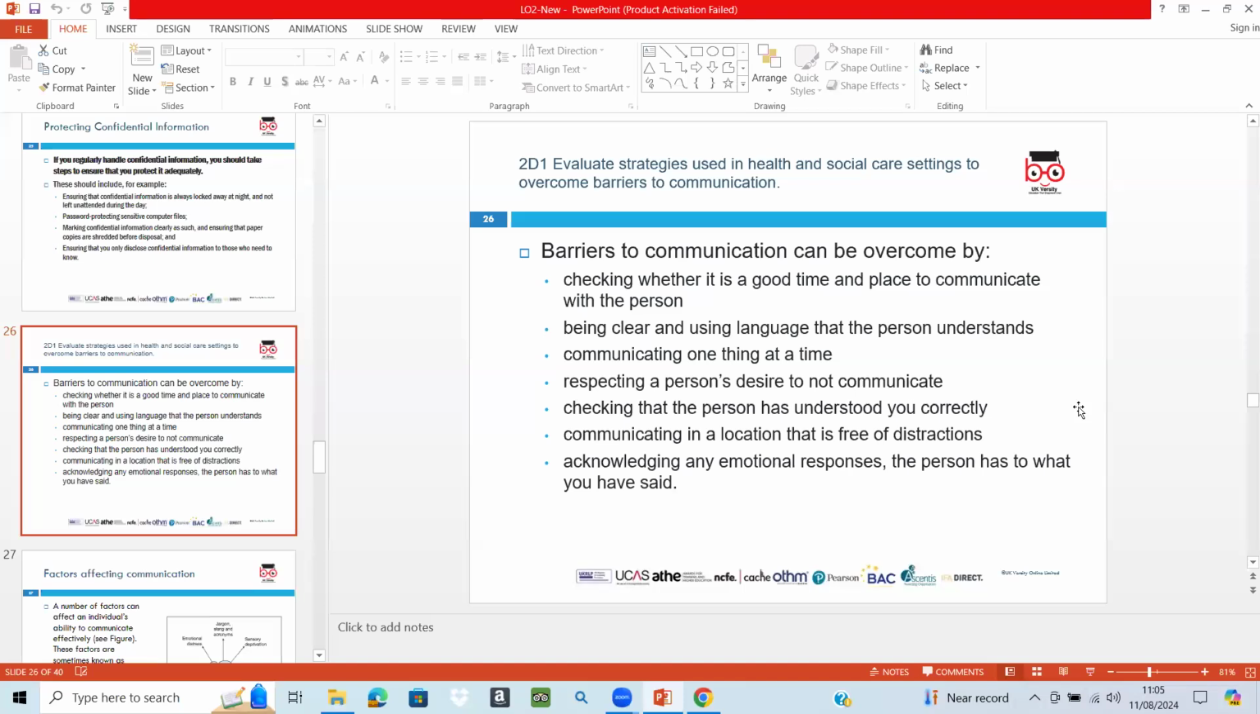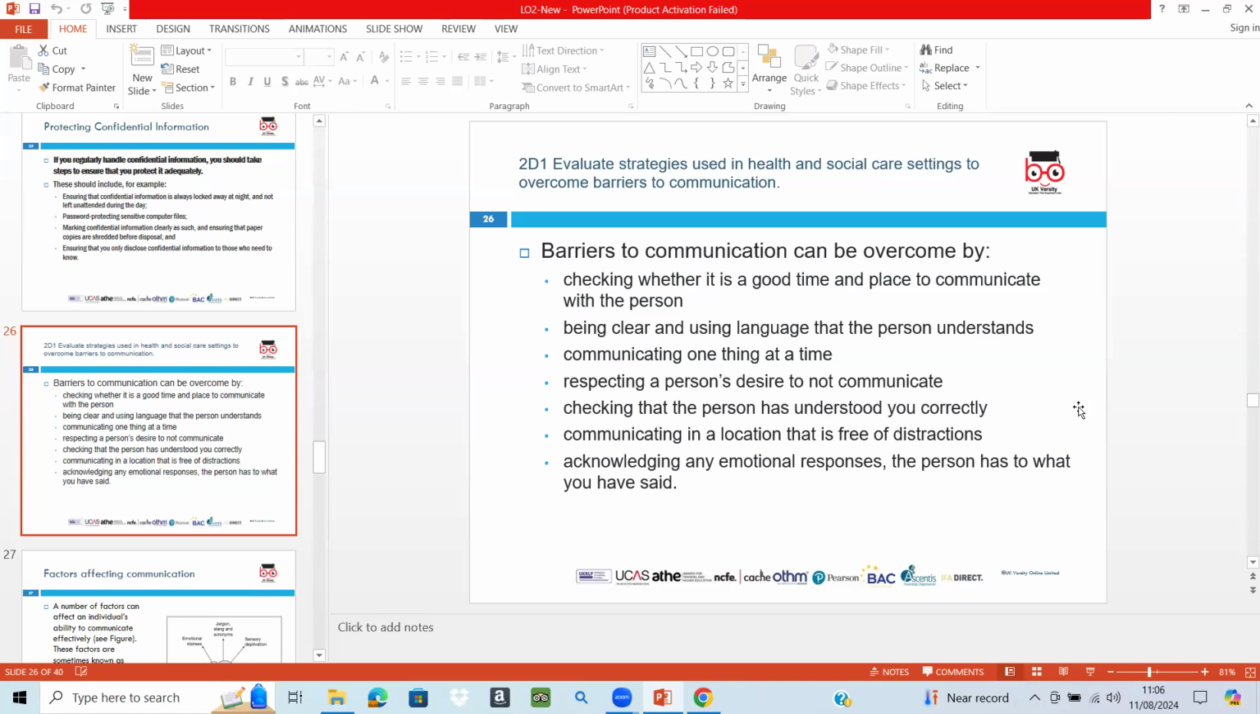Then we have respect a person's desire not to communicate. Sometimes a service user might not be ready to talk. For example, if a service user is upset or in shock, they might need some time before they are ready to discuss their health. In such cases, it's important to respect their wishes and revisit the conversation when they are more comfortable.